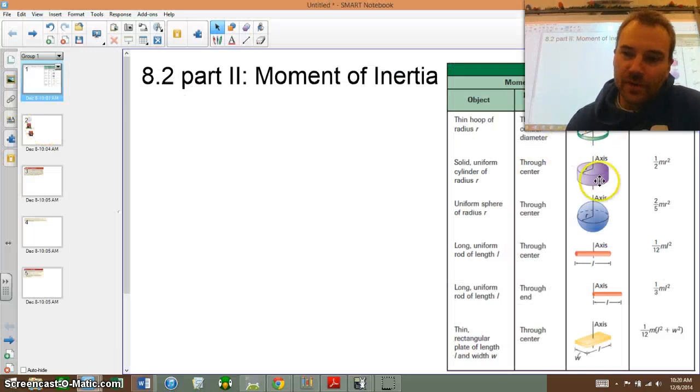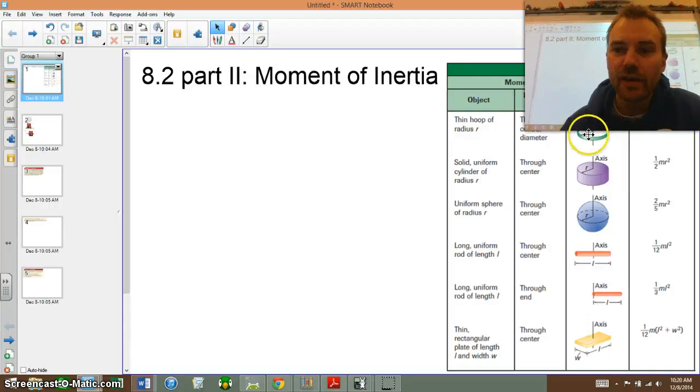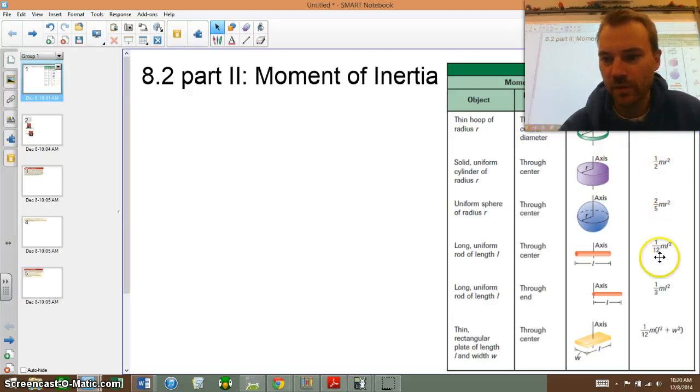So we've got 1, 2, 3, 4, 5, 6 different shapes that your book goes through. A ring that has no width, a cylinder, a sphere, a rod spun through the center, a rod spun on the end, and then some rectangular thing through the center. And you can find their moment of inertia by taking m, the mass, times r, the radius squared. So this is 1/2 mr squared, 2/5, 1/12, 1/3, and so on.